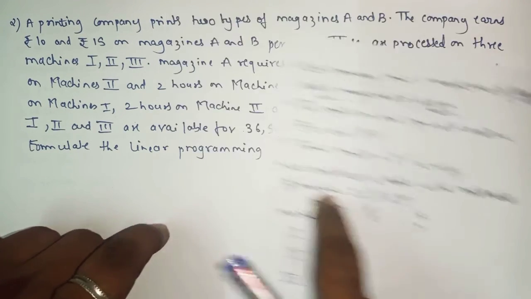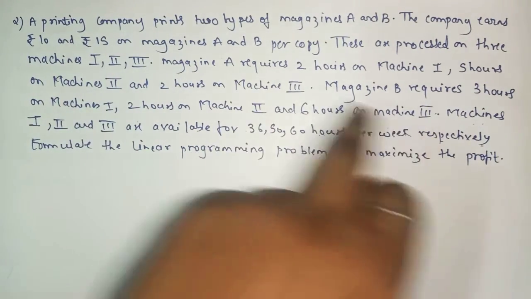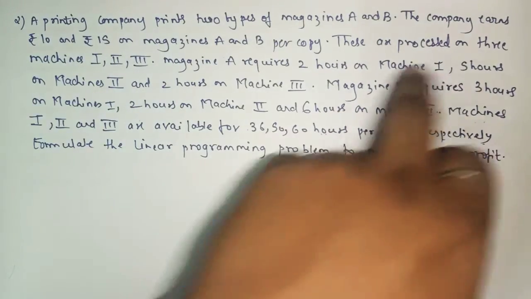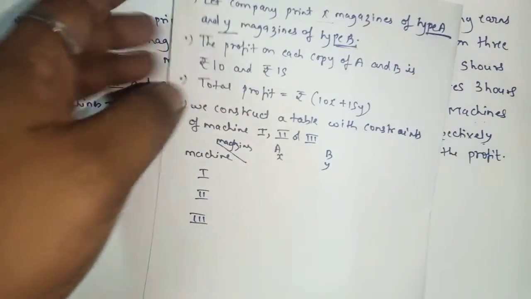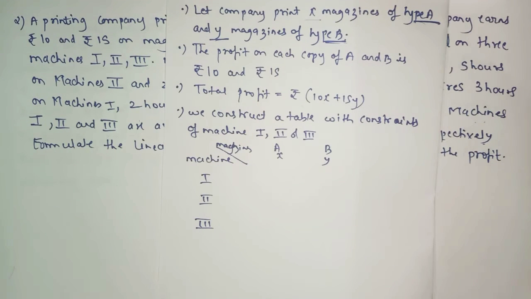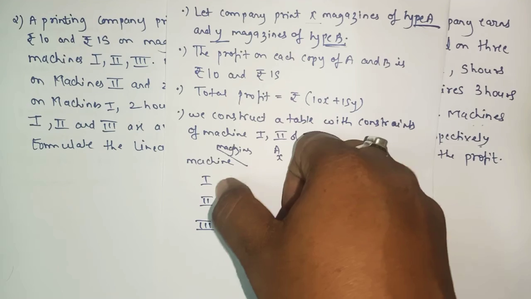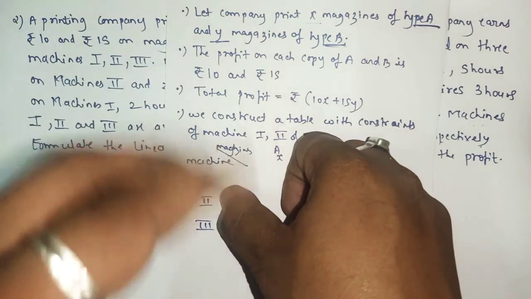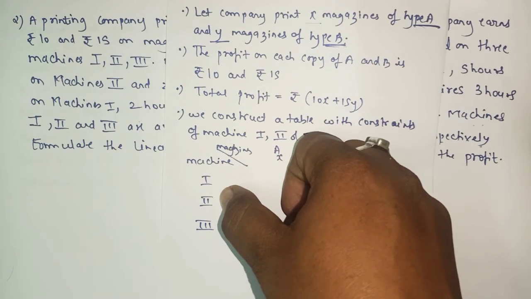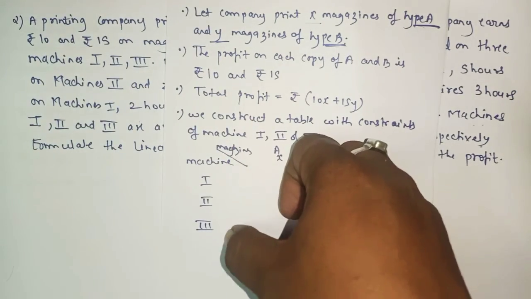After this we construct a table with the constraints of the machines. As you will see there are three machines, machine 1, machine 2, machine 3. That means in this question, when you frame the linear inequations, you will get three linear inequations, as there are three machines. When it contains only two machines, there will be only two linear inequations. As it contains three machines, there will be three linear inequations.